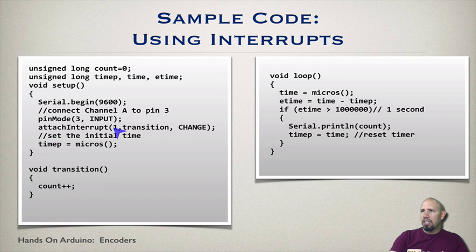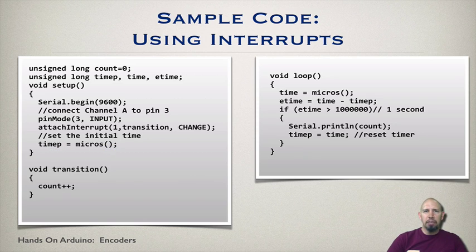So attachInterrupt is the next line, and this is actually the name of the interrupt service routine. So here's the interrupt service routine it's going to call. And I'm going to use a pin change interrupt here. So it's a change interrupt. So this uses the standard interrupt setup. And then again, I initialize my timer here.